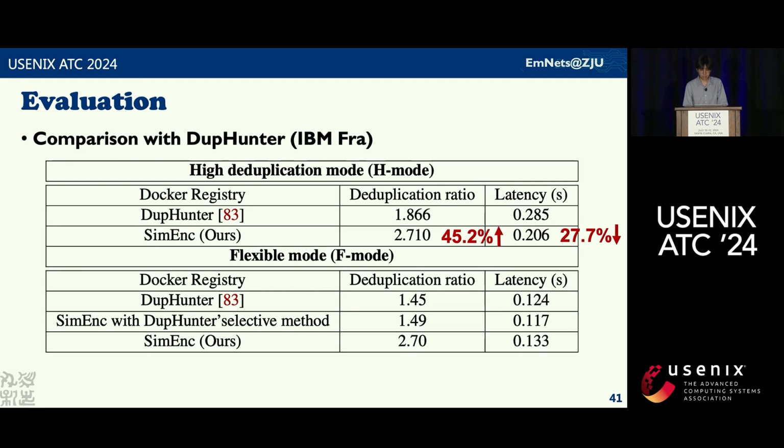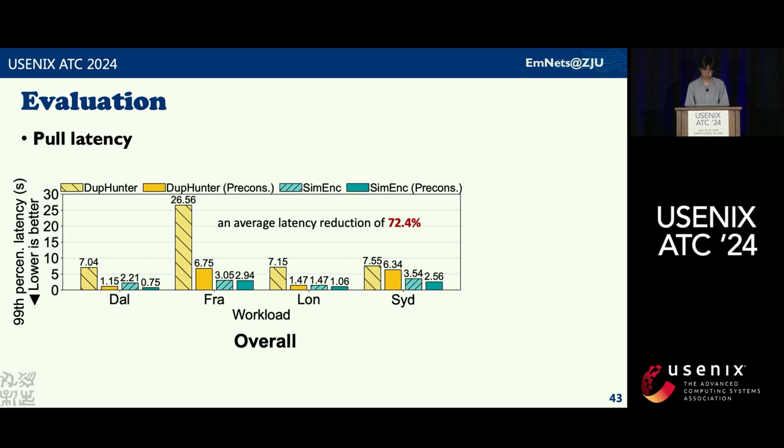We compare SimEnc with DupHunter in terms of deduplication ratio and pull latency. In H mode, SimEnc achieves a 45.2% higher deduplication ratio and 27.7% lower latency than DupHunter. In F mode, SimEnc improves the deduplication ratio by 86.6% over DupHunter while maintaining comparable latency.